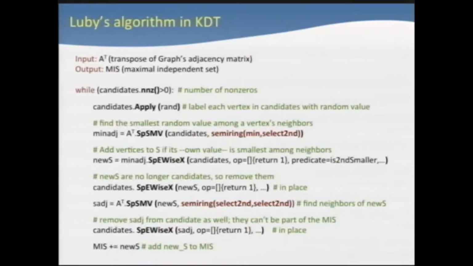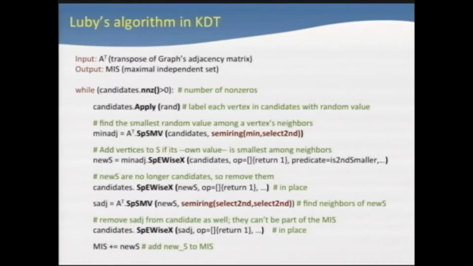How do you implement this in a system that implements graph algorithms in the language of linear algebra? For this particular slide, I use KDT, the Knowledge Discovery Toolbox, which is a Python front end for the Combinatorial BLAS that I previously talked about. I just don't want to put C++ code on the slide, so I chose to use this Python version. So the input is the adjacency matrix of the graph, a sparse matrix. I use its transpose because some of the algorithms will be easier to describe that way. The output is the maximal independent set.